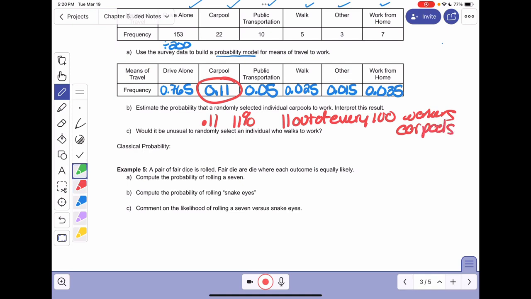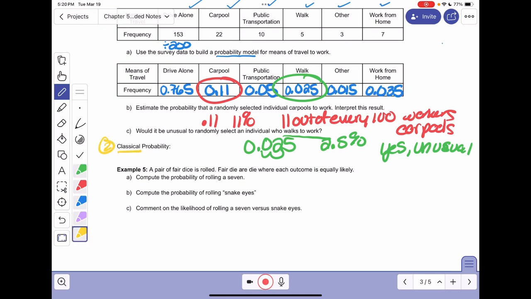And then, would it be unusual to select an individual who walks? So the probability of walking to work is 0.025, which as a percent is 2.5%, and that is less than 5%. So yes, walking to work is unusual. That's one kind of probability.